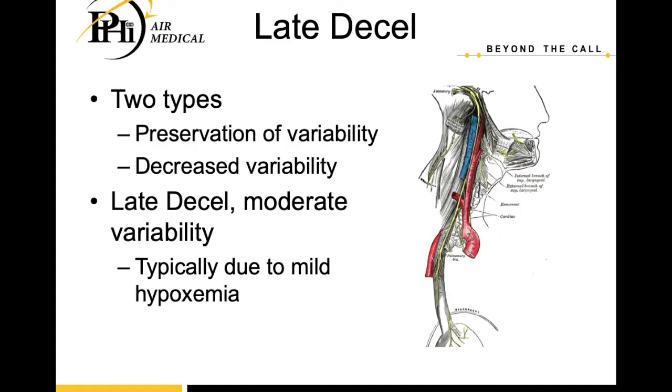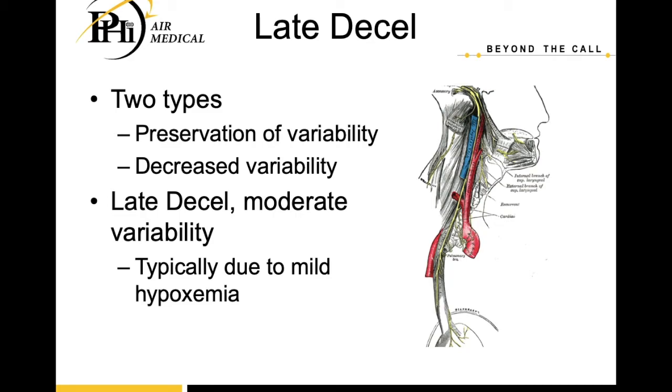So let's talk about late decelerations again. We know how to identify them, but we really need to put them into 2 different categories based on how our fetal heart rate is behaving. There are 2 types: a late deceleration with preservation of the variability, or a late decel with decreased variability. If you have a late decel but maintain good moderate variability, it's typically due to some mild hypoxemia, and it's generally not something you should be freaking out about. We're going to do some mild resuscitation, and oftentimes it's going to fix the issue.